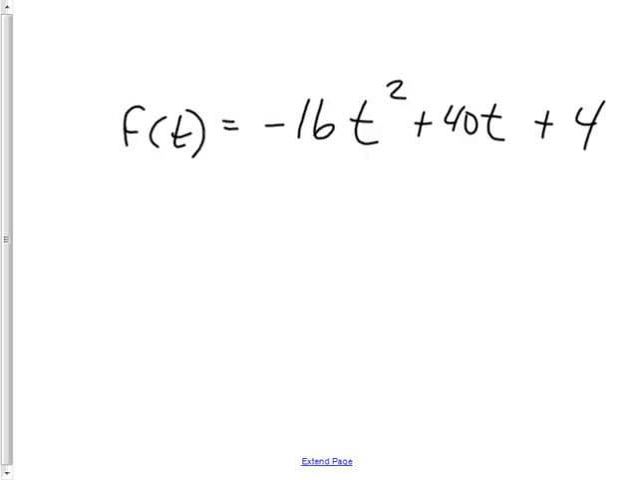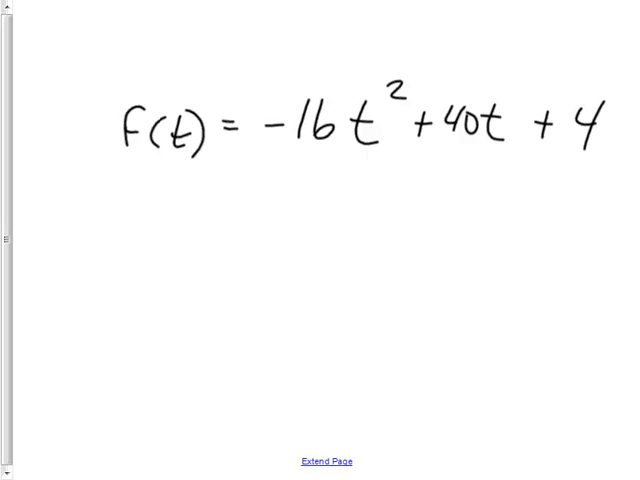Good question. I have not set any domain on t. There is an implied domain, however, because in the real world, can you have negative time?